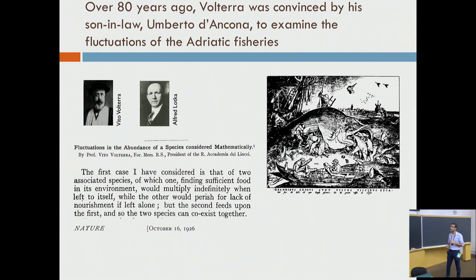And his proposal, which is written out here, is that he considered a case, this is Volterra in 1926, of two associated species of which one, finding sufficient food, would multiply indefinitely if it was left to itself, while the other would perish for lack of nourishment if left alone, but the second feeds upon the first, and so the two species can coexist together. So in essence, these are the very basic foundations of predator-prey dynamics.